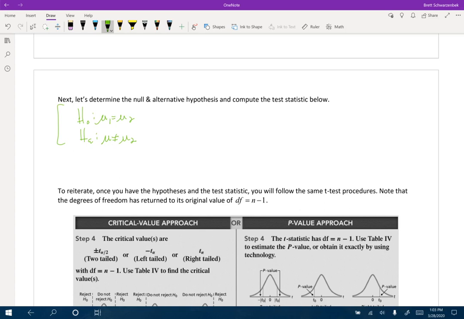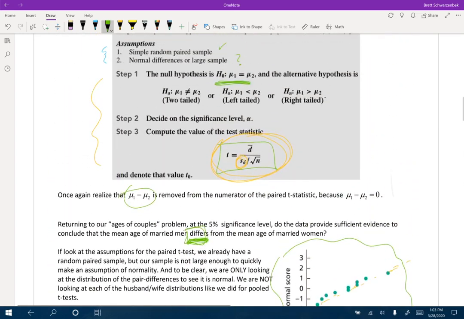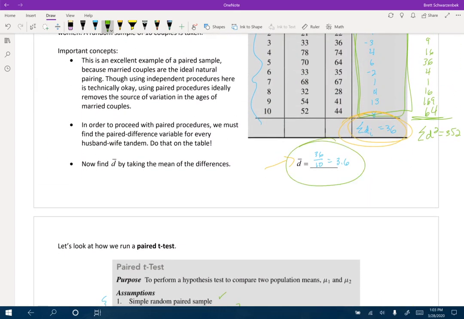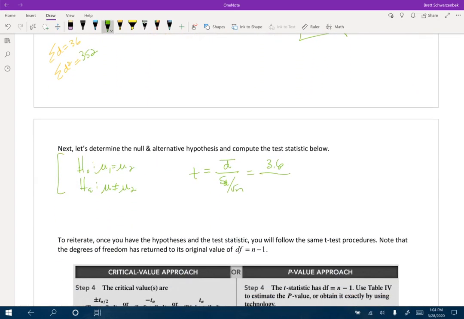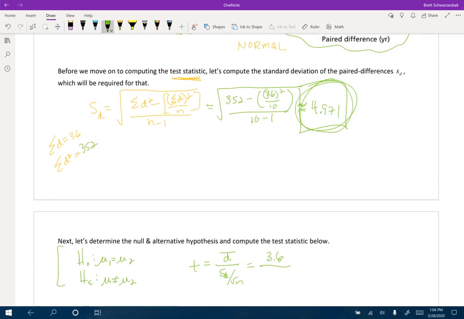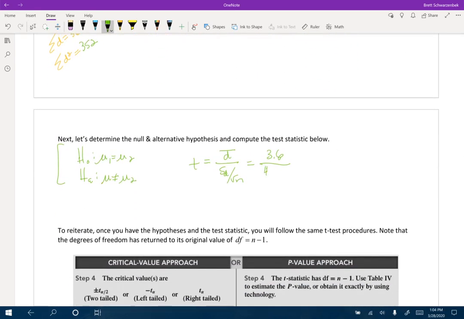So we just have to do the t-test statistic. Remember, that's equal to d bar over s sub d over root n. D bar we calculated to be 3.6, so just as a reminder, right here, 3.6. S sub d we calculated right here to be 4.971. And we have 10 couples, so we divide by root 10 in the denominator. If you do this math, you're going to get 2.290 as your t-test statistic.